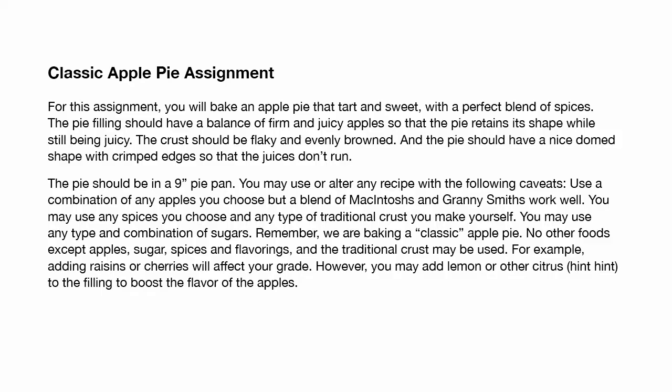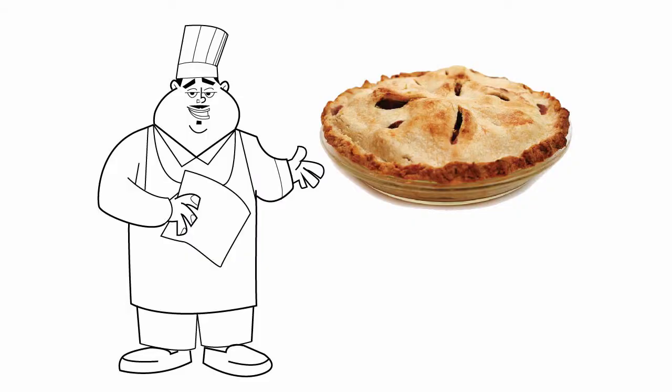So how do you build a rubric? First, you add a title. Then, the second part of building a rubric consists of the assignment or task. In our assignment, we want students to bake a pie that is delicious and attractive.